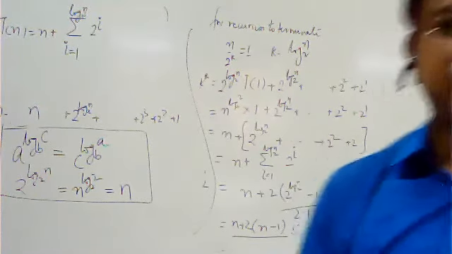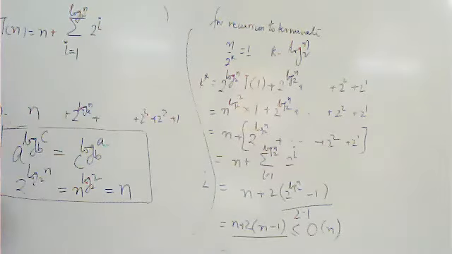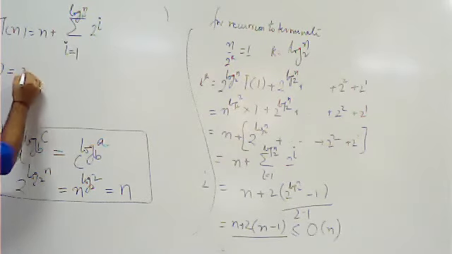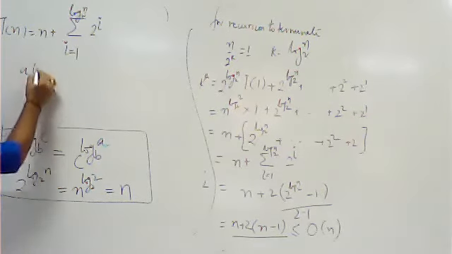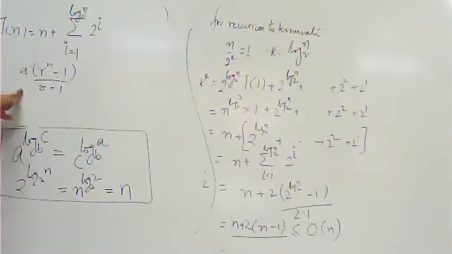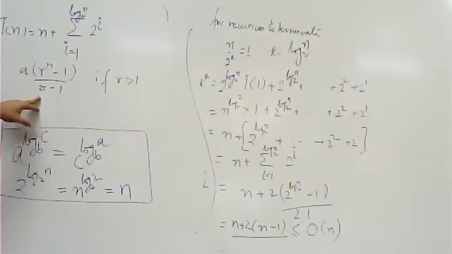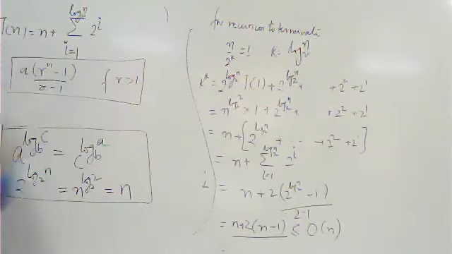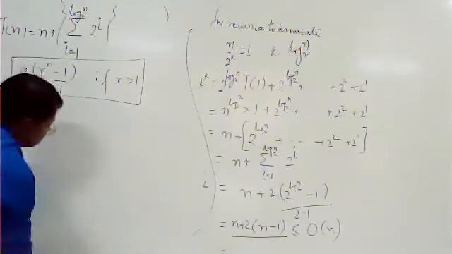All of us have studied GP in 12th. The simple formula of GP for n terms is A into R to the power n minus 1 upon R minus 1, if R is greater than 1, where R is the ratio. You can note it down anywhere. Using this formula, we'll write the value for this one.